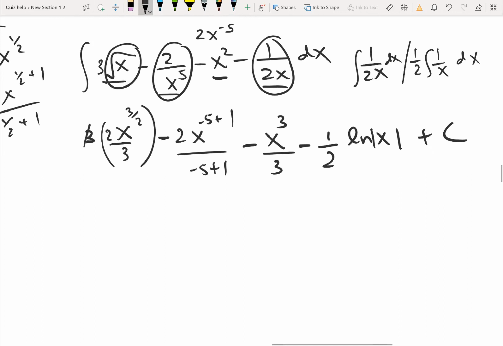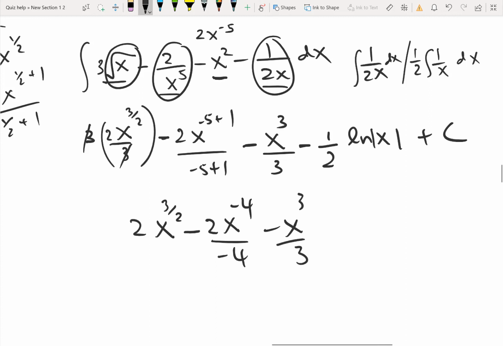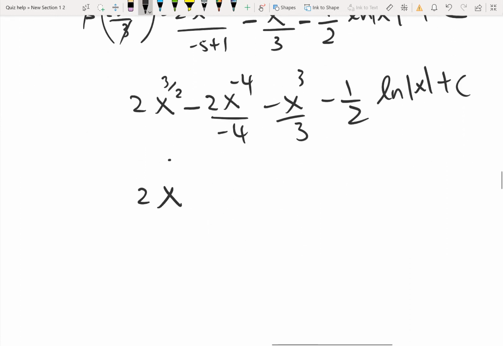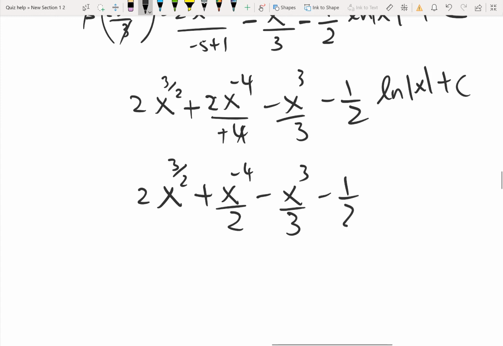Now let's simplify. So this 3 cancels out, 2x to the 3 over 2. So here, minus 2x to the negative 4 over negative 4, minus x cubed over 3, minus half natural log x plus c. So 2x to the 3 over 2. Negative, negative, positive, so here they cancel out and become x to the negative 4 over 2, minus x cubed over 3, minus half natural log x plus c.